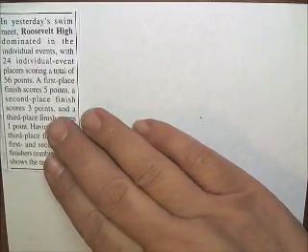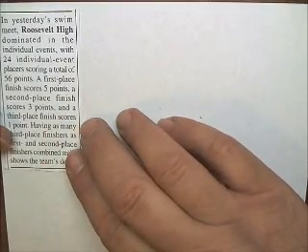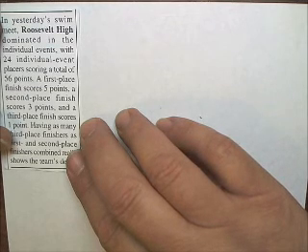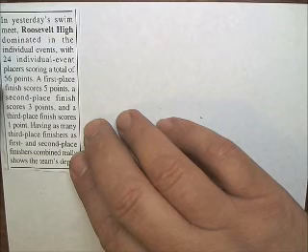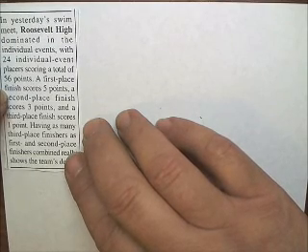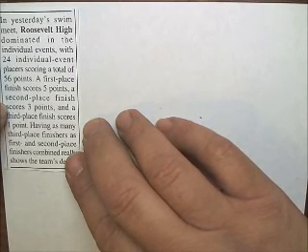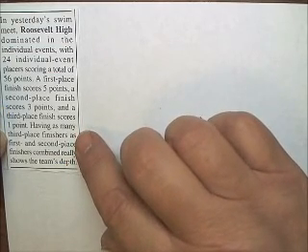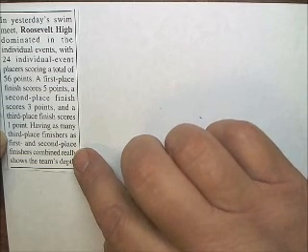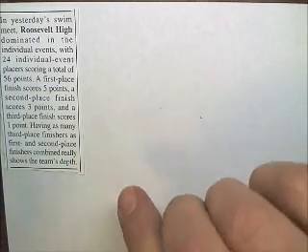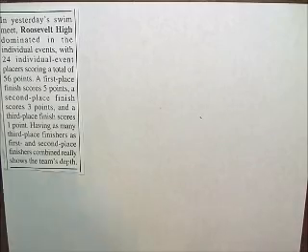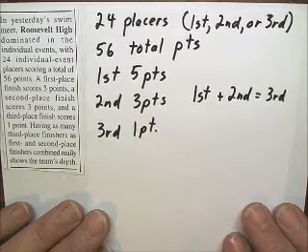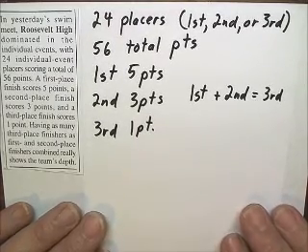The newspaper article says, in yesterday's swim meet, Roosevelt High dominated in the individual events with 24 individual event placers scoring a total of 56 points. It says first place gets 5 points, a second place finish gets 3, and a third place finish gets 1. Then it says having as many third place finishers as first and second place finishers combined really shows the team's depth. So I will start out by writing all of this information in my own words.